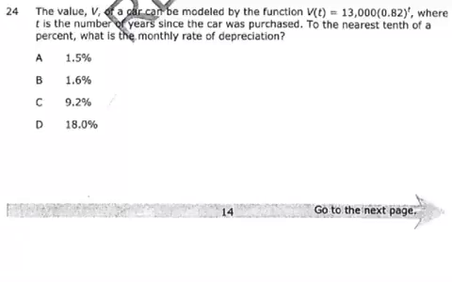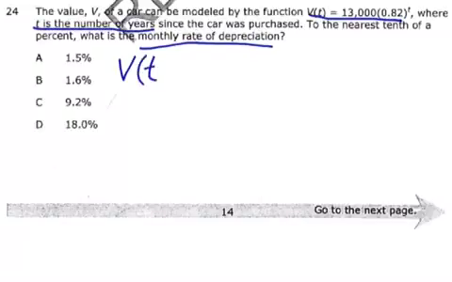All right, number 24 talks about the value of a car modeled by this function, where t is the number of years since the car was purchased, and they want to know the monthly rate of depreciation, but t is the number of years. So we have two different units there, and that's where this one can get a little tricky. So I'm going to plug in to this function.